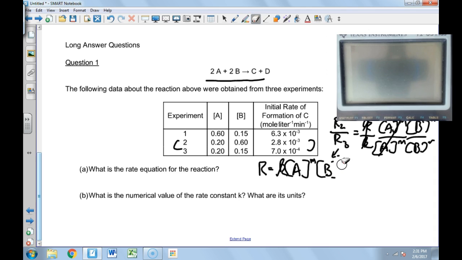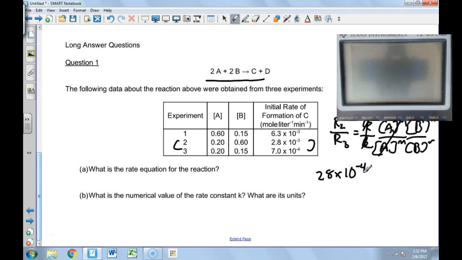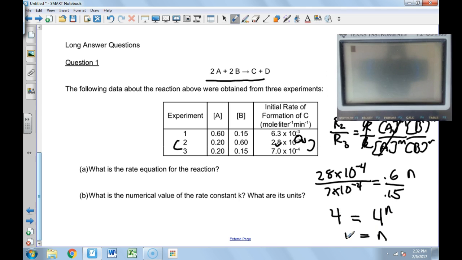So now this is where we can do some mental math. I'm going to get rid of this here. R2 over R3, that's 28 times 10 to the negative 4. What I did is I moved the decimal point over, but by doing that I had to lower the power. So that's 28 over 7 times 10 to the minus 4, and that's going to equal 0.6 over 0.15 raised to the n. So this is 4 equals 4 to the n, so that means that n must equal 1.